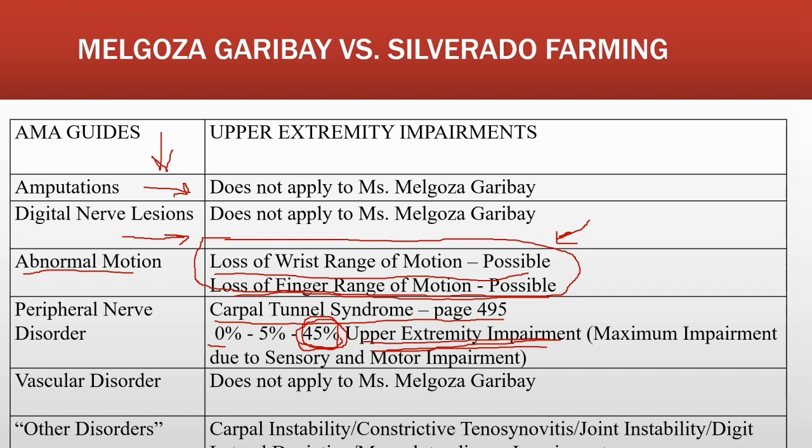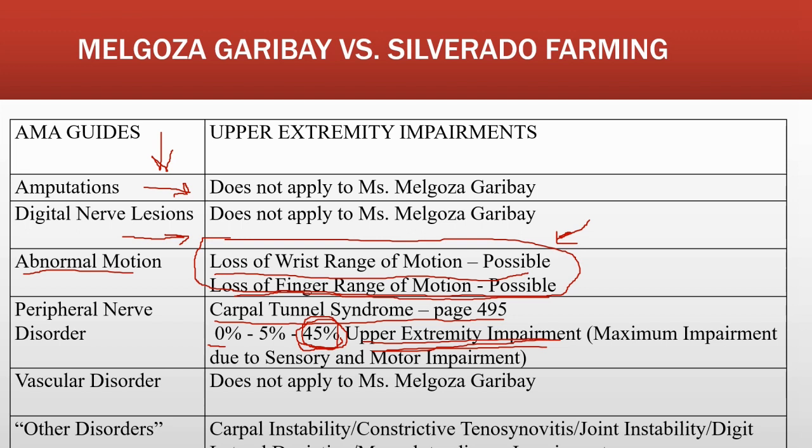Vascular disorders does not apply to Ms. Garibay. And the other disorders such as carpal instability, constrictive tenosynovitis, joint instability, digital lateral deviation or rotational deformity, none of those applied to Ms. Garibay. So in this particular example, the possible impairments that apply to Ms. Garibay would involve loss of motion and any peripheral nerve disorder, which would likely result in some low upper extremity impairment rating and even lower whole person impairment rating.